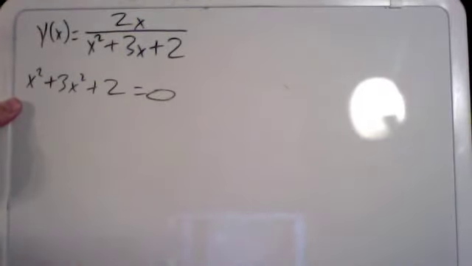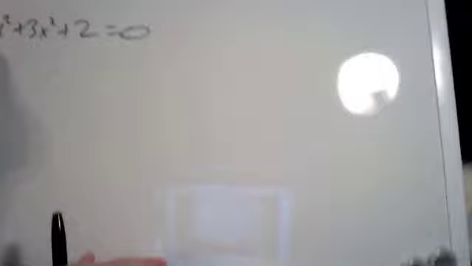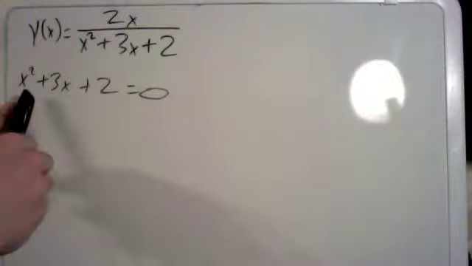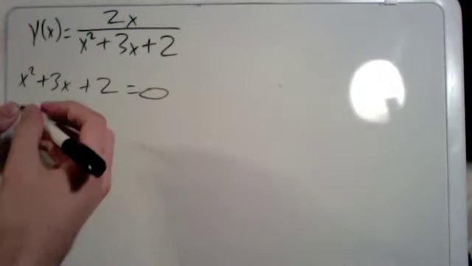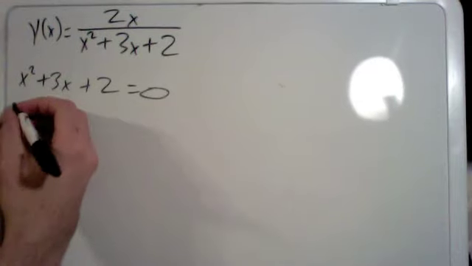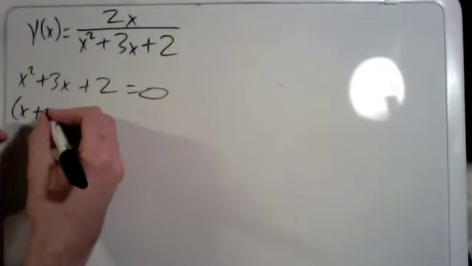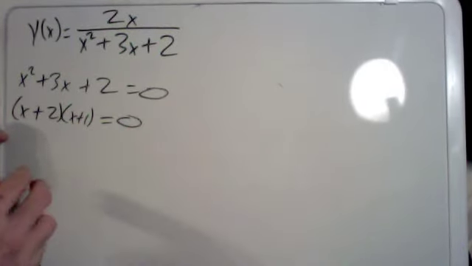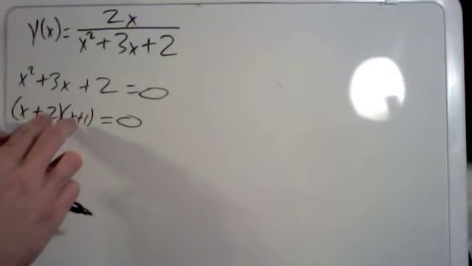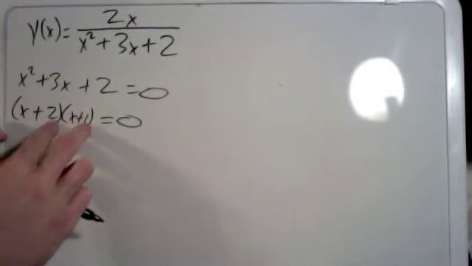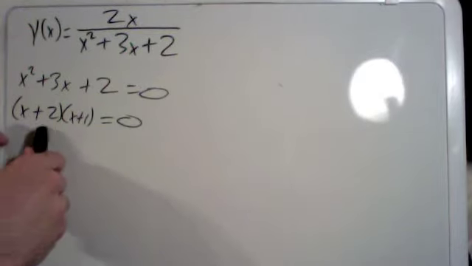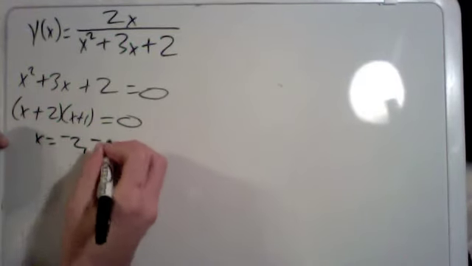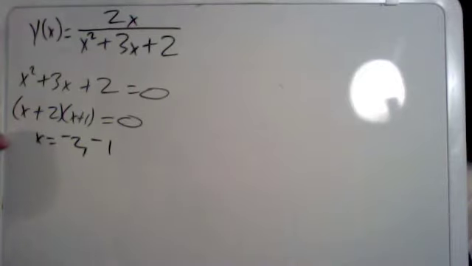So we set it equal to 0, and because this is x squared, we're going to need to split this up, and thankfully with this we can. So this is equal to x plus 2 times x plus 1, and if you multiply this out, you get x squared plus 3x plus 2. And now we know that to get 0, our x has to be negative 2 or negative 1.